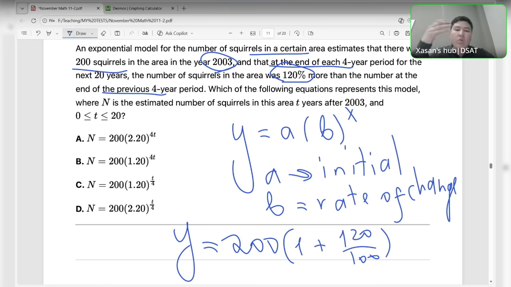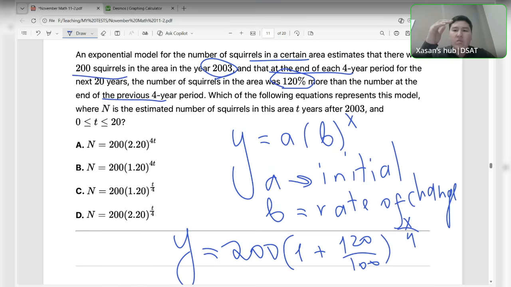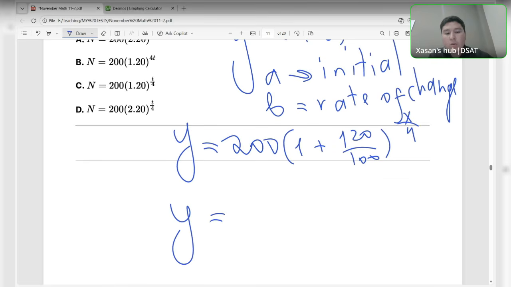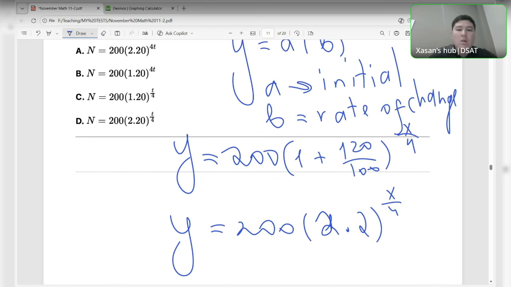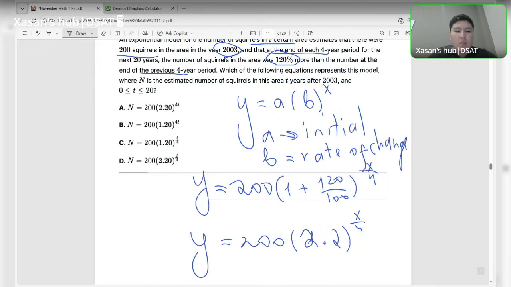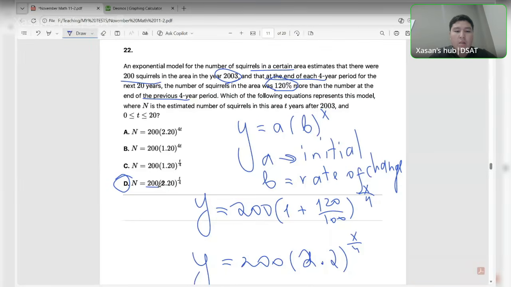Every 4-year period, the number is increasing every 4 years. So in the power, it must always be x divided by 4. Whenever you see in exponential functions every 4 years, or every 4 hours, every 4 months, it is always time divided by that number. And then we have y equals 200. When you add them all, you have 2.2 to the power x divided by 4. So that's all. The answer is D here, 200 initial, 2.2, and t over 4 in the power.